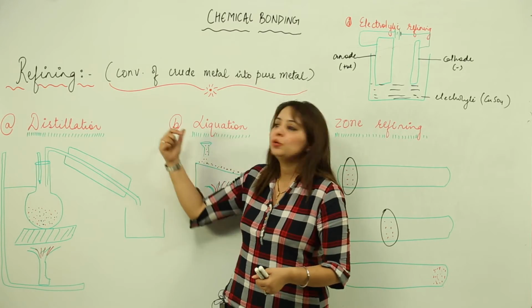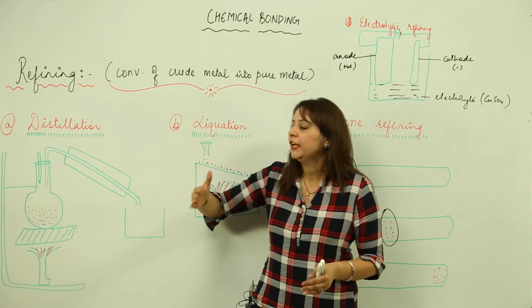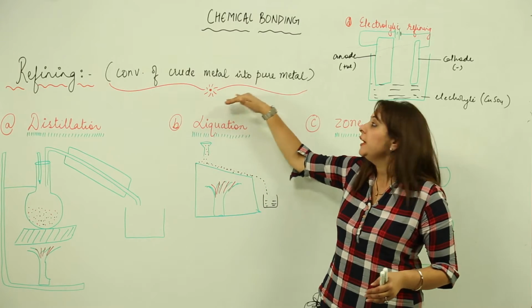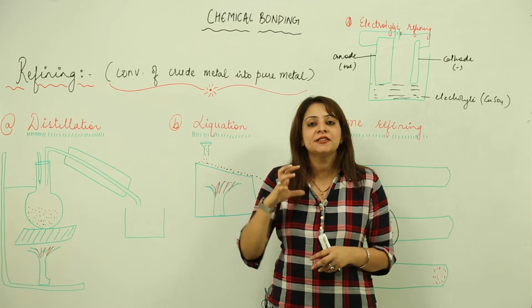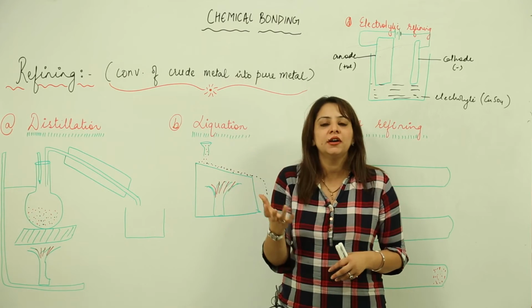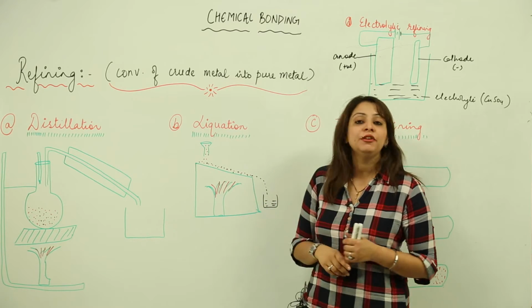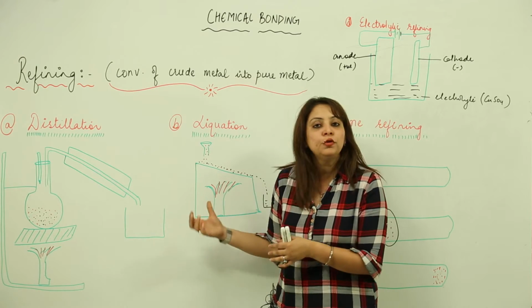So how to do the refining? First you should know what refining actually is. Refining is conversion of crude metal into a pure metal, so that you can bring it from the market and use it in any task wherever you require. In refining we employ various methods depending upon the different properties. I have a few methods for you.